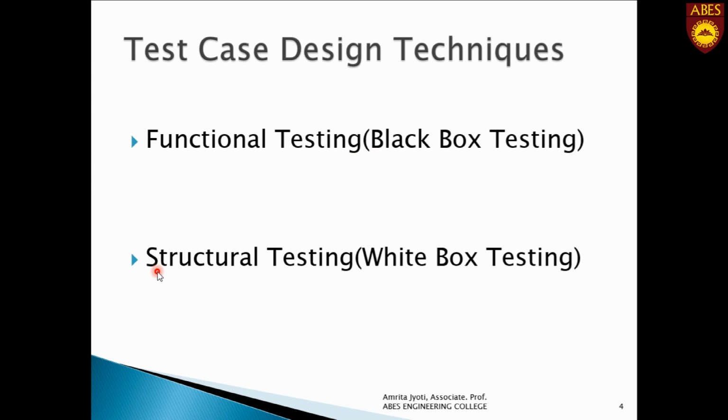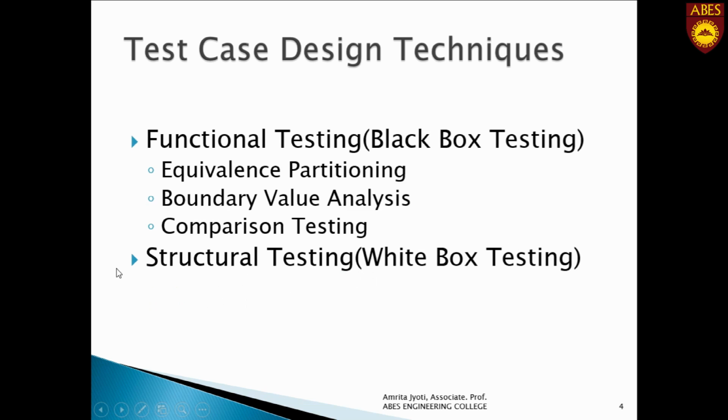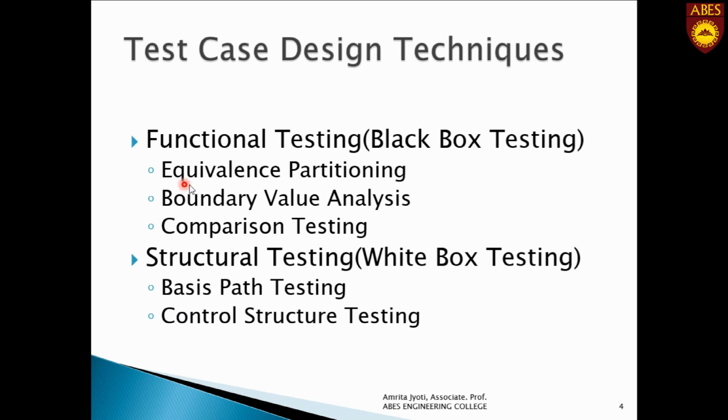And a complementary approach to functional testing is structure testing. There is a need for the internal logic of the program, meaning the test cases are derived on the basis of the internal structure or logic of the program. In other words, structure testing is white box testing or glass box testing. The types of functional testing are equivalence partitioning, boundary value analysis, and comparison testing. And the types of structure testing are basis path testing and control structure testing.